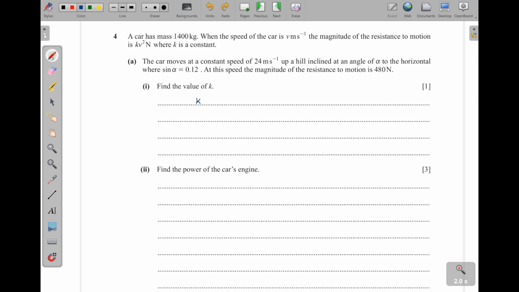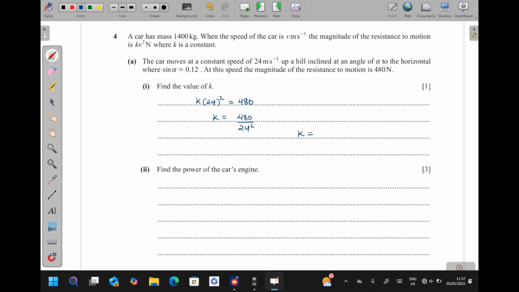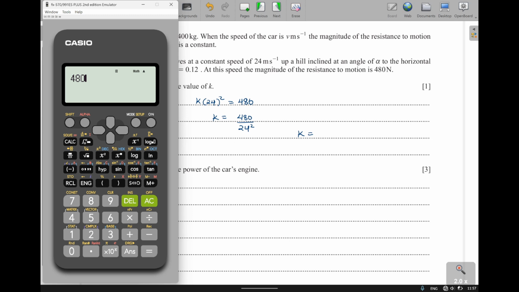I will just substitute the v as 24 squared. Then this one I equate to the 480, which is given here, okay? That means our k is going to be equal to 480 divided by 24 squared. So what is the value of k here? Putting this in the calculator, 480, then divide by 24 squared. This one gives us 5/6.